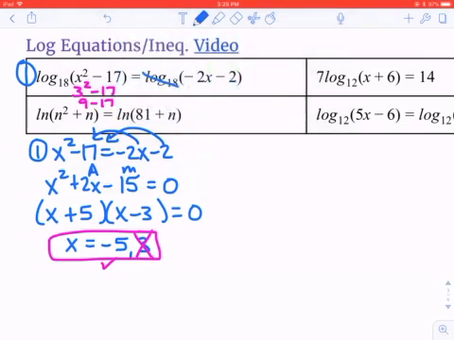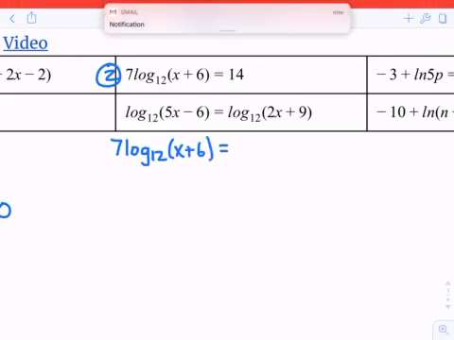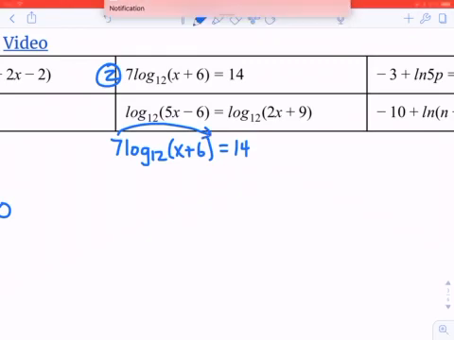Now let's look at example 2. We have 7 log base 12 of x plus 6 equals 14. There's actually 2 ways you could solve this. So let me explain. You could move the 7 to the exponent of x plus 6, and that would be one way to solve it.